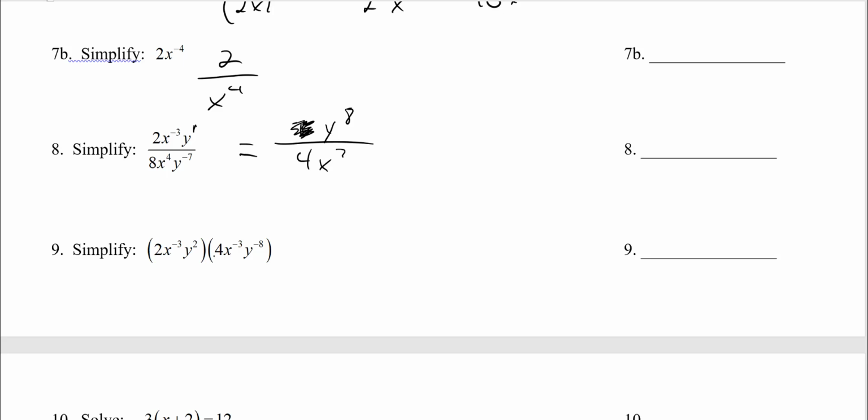The next one, you're multiplying. That means I'm going to multiply 2 times 4, which is 8. And remember, when you multiply, you add exponents. So negative 3 plus negative 3. Put it in your calculator. You get negative 6.